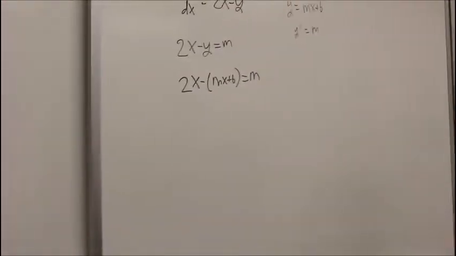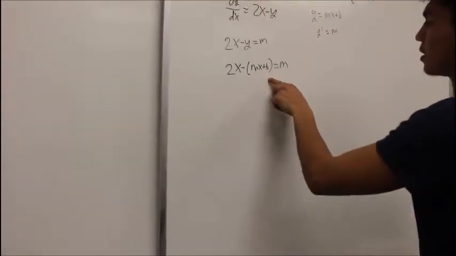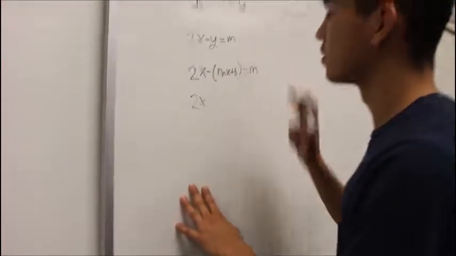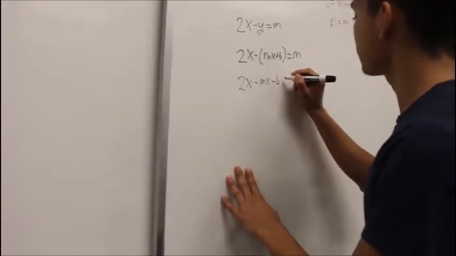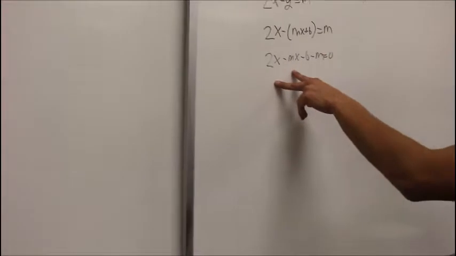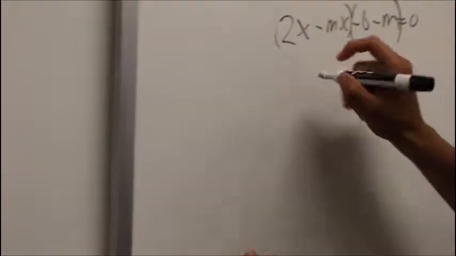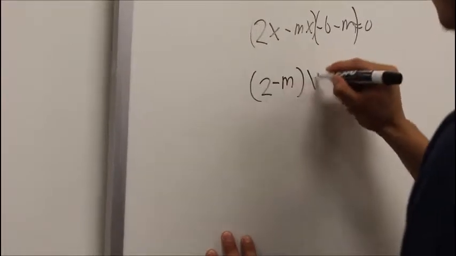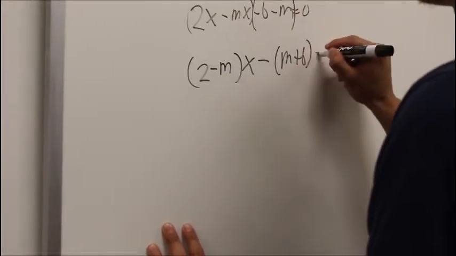At this point, we want to solve for m, so we can find our first constant. To do so, we must get everything on one side and equate this function to 0. So you get 2x, and let's distribute the negative sign to make everything easy: 2x minus mx minus b minus m is equal to 0. Since two of these terms have a common factor x, we'll group them. So we get (2 minus m) times x, and then minus m minus b is equal to 0.